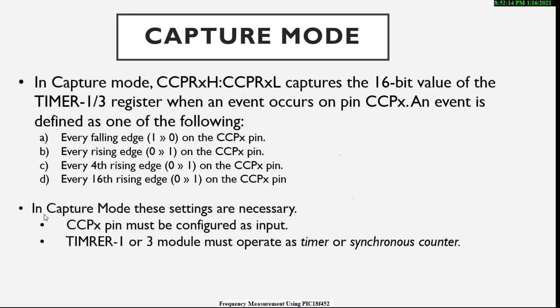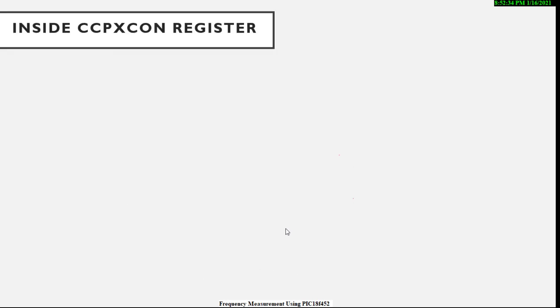Now the following settings are necessary while using the CCP module in capture mode. First of all, we have to initialize the CCP pin as an input pin. Why an input pin? As we have to apply a certain wave on this pin. Also, we have to use the Timer 1 or Timer 3 module in capture mode as a timer or as a synchronous counter. Now, how do we configure the CCP module in capture mode?